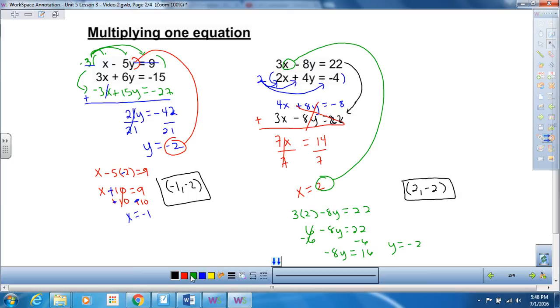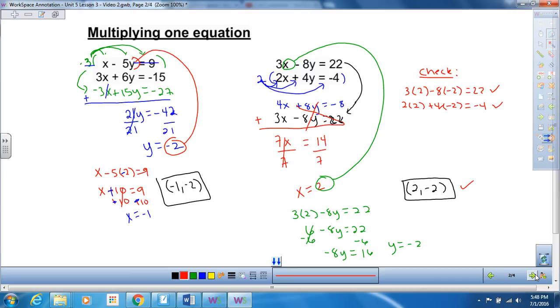So like I've been talking about, and this is just to help me too, make sure I did it right, we can always plug these back in to check. So 3 times 2 minus 8 times negative 2. So I type that in. 6 and 16 gives me 22. Okay, so that one's good, because that's what it said it equaled. Okay, 2 times 2 plus 4 times negative 2. That's negative 4. Okay, so I know that my answer is correct.